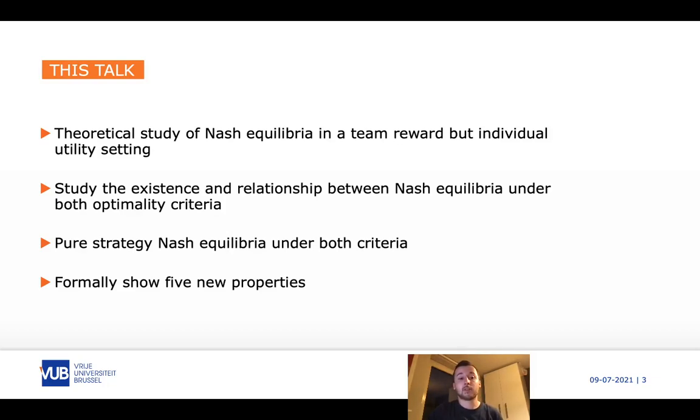So we will give a theoretical study of Nash equilibria in a team reward but individual utility setting. And I will explain in a minute what all of these terms actually mean. Concretely, we will first study the existence and relationship between Nash equilibria under both optimality criteria. And secondly, we will study pure strategy Nash equilibria under both criteria and see how they relate to each other. In total, we will formally show 5 new properties during this talk.